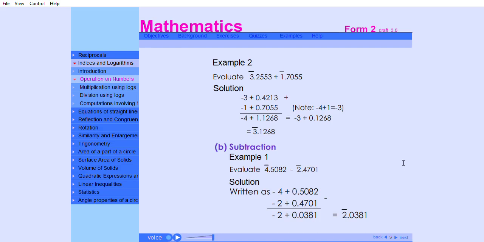Subtraction of bar numbers. Example 1. Evaluate bar 4.5082 minus bar 2.4701. Written as -4 plus 0.5082 minus -2 plus 0.4701, which is equal to -2 plus 0.0381, which is equal to bar 2.0381.